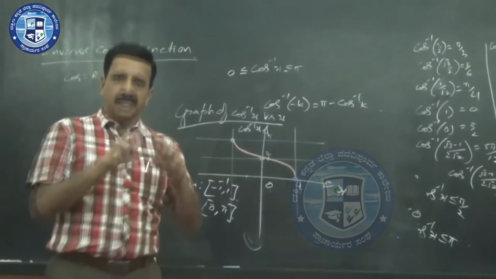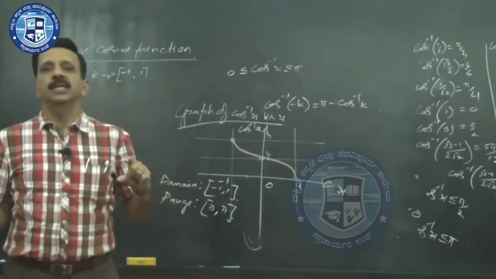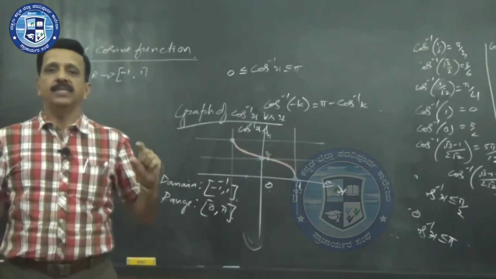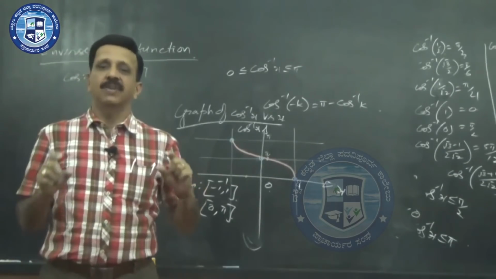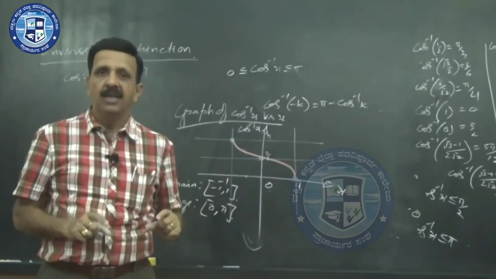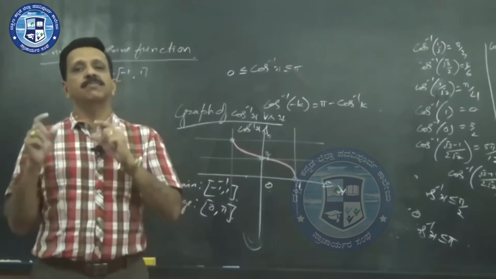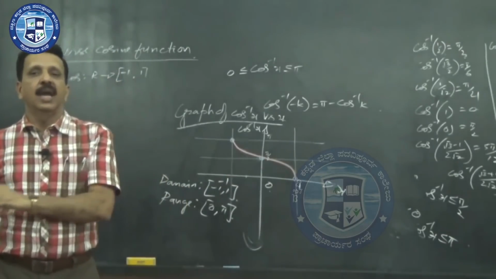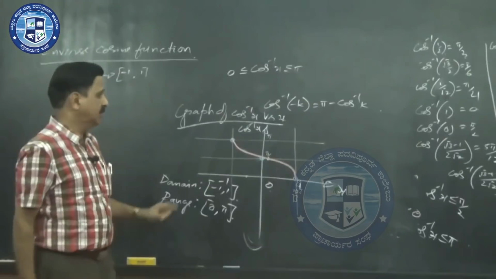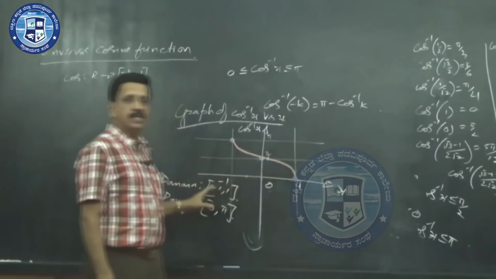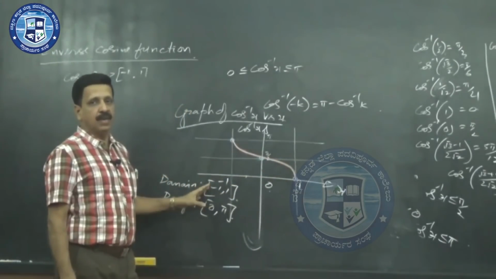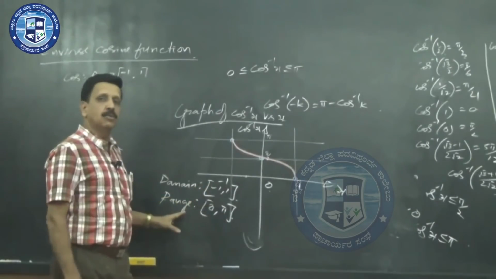Once again, the gist of what we have discussed today is cos inverse x is an angle between 0 to pi. Cos inverse positive is in first quadrant, cos inverse negative is in second quadrant, and cos inverse minus k is pi minus cos inverse k, and the graph of cos inverse x versus x is like this, and domain is this, between minus 1 and plus 1, and range is between 0 to pi.